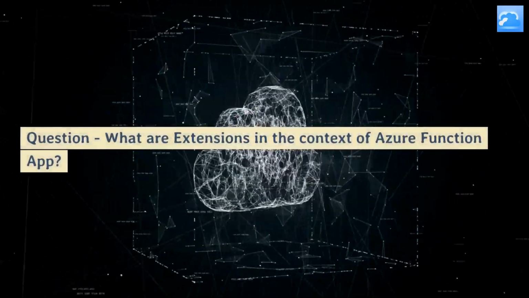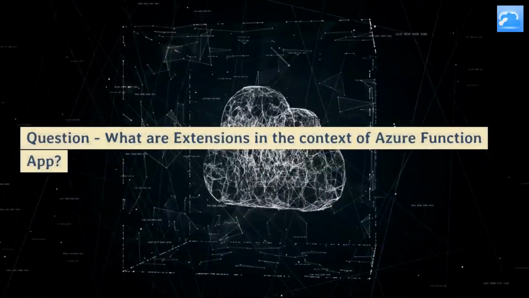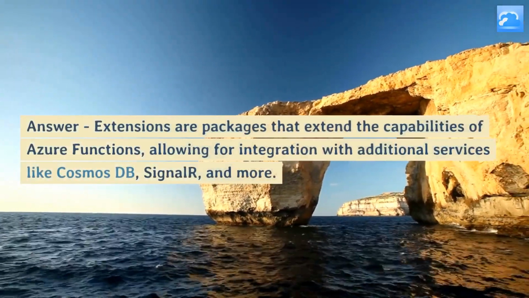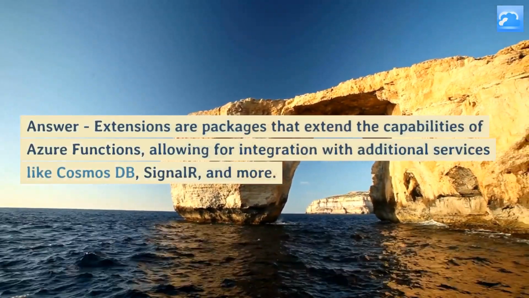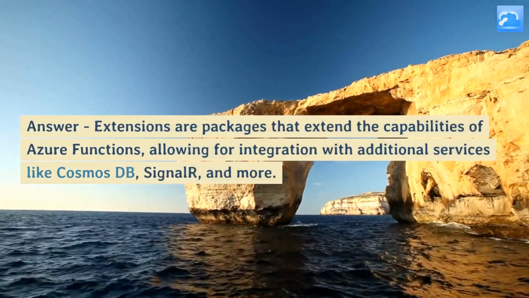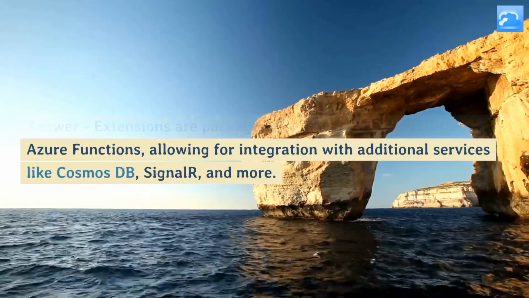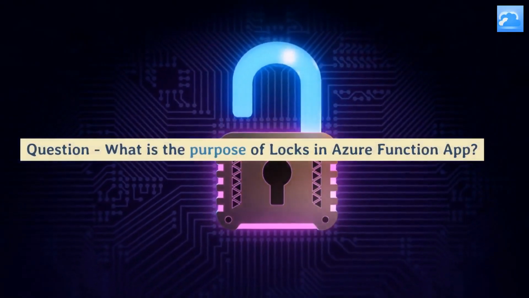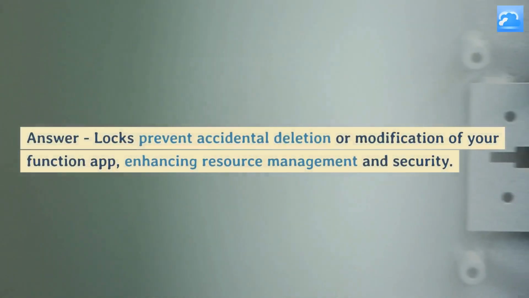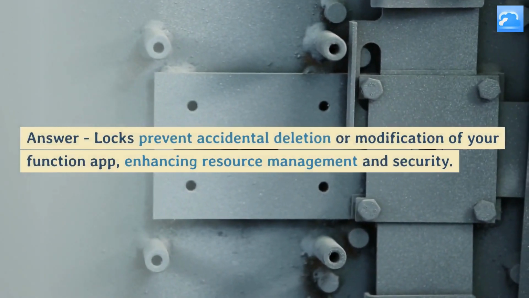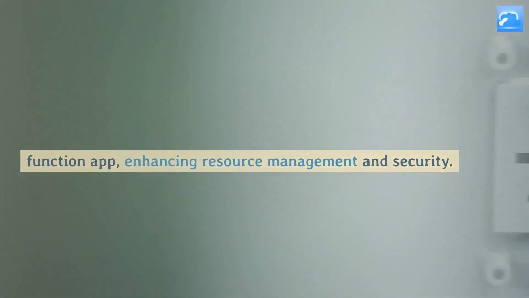Question: what are extensions in the context of Azure Function app? Answer: extensions are packages that extend the capabilities of Azure Functions, allowing for integration with additional services like Cosmos DB, SignalR, and more. Question: what is the purpose of locks in Azure Function app? Answer: locks prevent accidental deletion or modification of your function app, enhancing resource management and security.